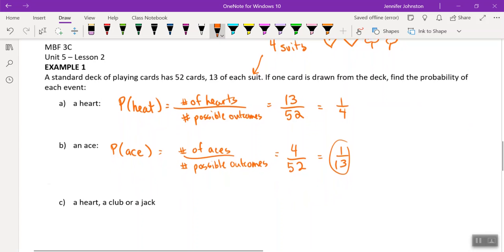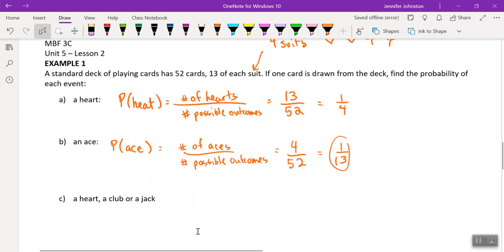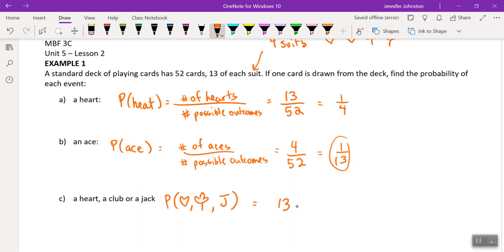All right. What about the outcome of getting a heart, a club, or a jack? So we want the probability of obtaining a heart, a club, or a jack. How many hearts are there? There are 13 hearts. How many clubs are there? There are 13 as well. And then how many jacks do we have? We do have 4 jacks.